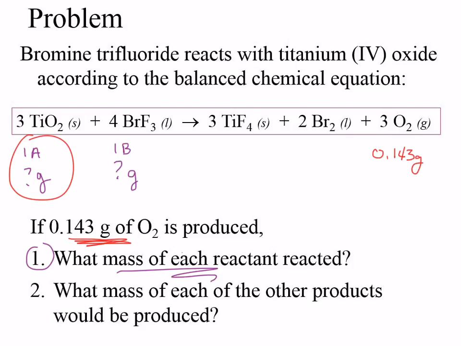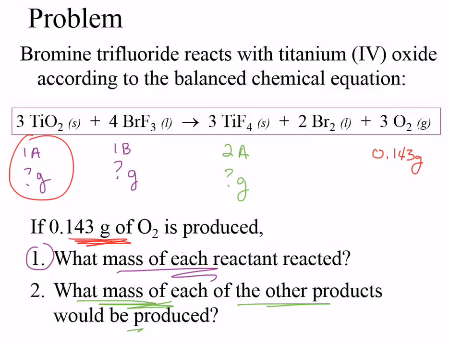I want to do the first one, and I want to do one of the next one. Let's look at what the next one says. It says, again, with that same amount of O2 produced, how much of the other products would be produced? So I'm going to call this 2A, question mark grams.